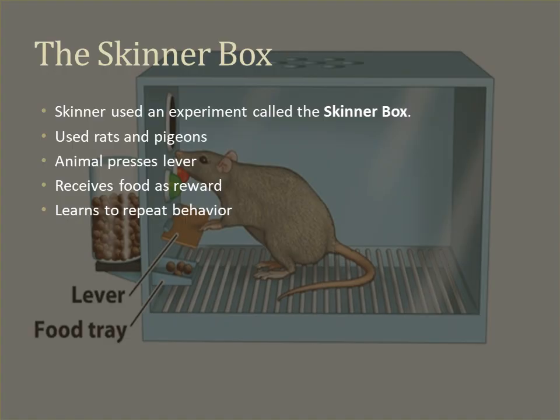So the rat will understand that anytime I press this, food is given. So it keeps pressing the lever so that it can get the food. This shows that behavior is strengthened by reward, which is called positive reinforcement. We talked about positive reinforcement, right? So the Skinner box is an experimental chamber which was used by B.F. Skinner to demonstrate how behavior can be shaped through reinforcements and punishments.